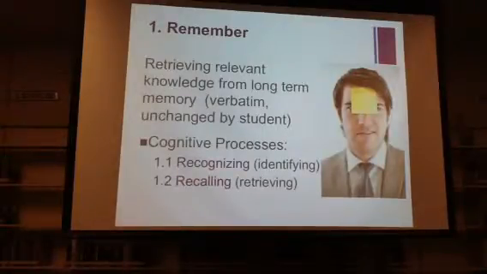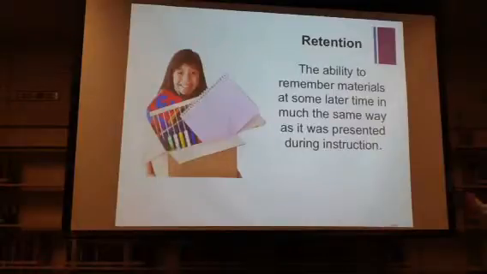The first one we start with is remember, which is retrieving relevant knowledge from long-term memory, and maybe you want them to memorize it exactly as you told it to them. Recognizing is different than recalling. It's much easier to recognize something than to recall it. If you give me three choices on an answer, I have a much better chance of recognizing the correct one than recalling it. So you have to think about which one you really want kids to be able to do. Do you want them to retain this? Retention is the key of this information that you're giving them. And usually when they retain it, you want them to have the same information but use it later someplace else.